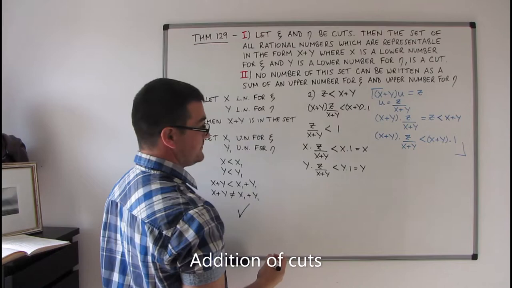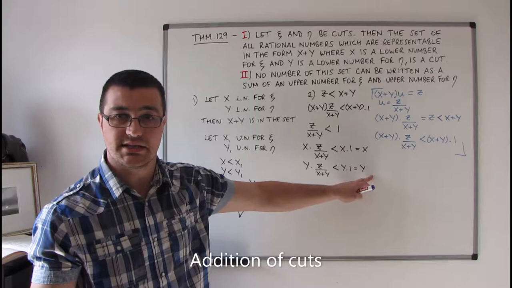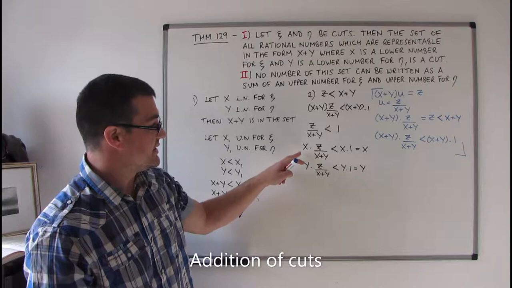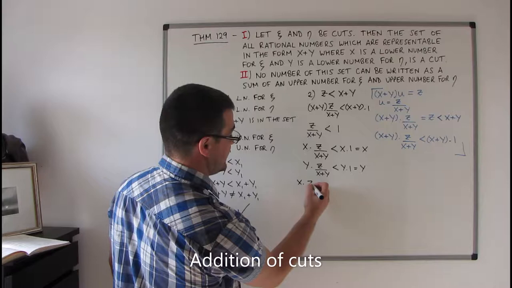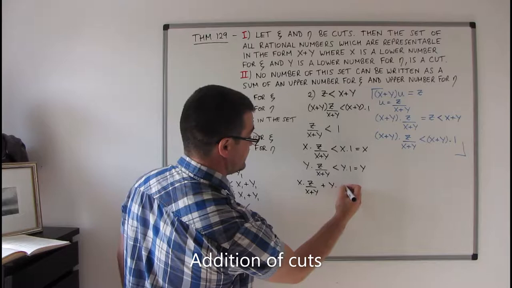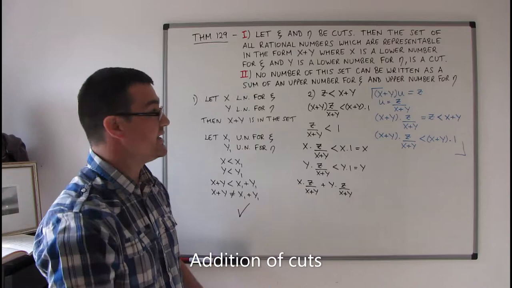So therefore, since x and y are lower numbers for psi and eta respectively, then by theorem 120, which I proved earlier in this video, that means that this is a lower number for psi, and this is a lower number for eta, and therefore x times z over x plus y plus y times z over x plus y, this number is in our set because it's a sum of two lower numbers, one from psi, one from eta. It's exactly the right form.